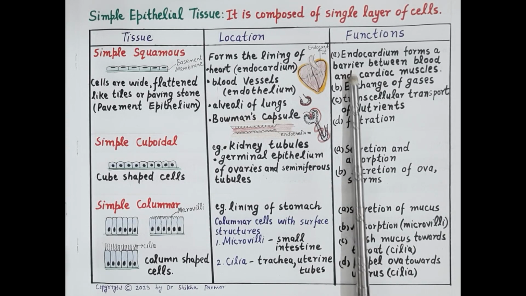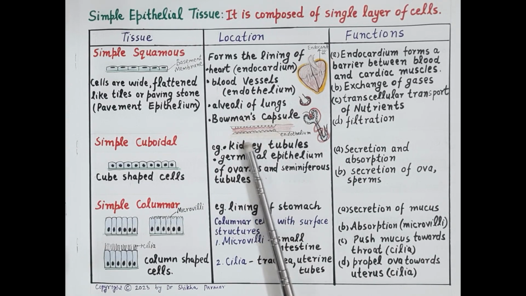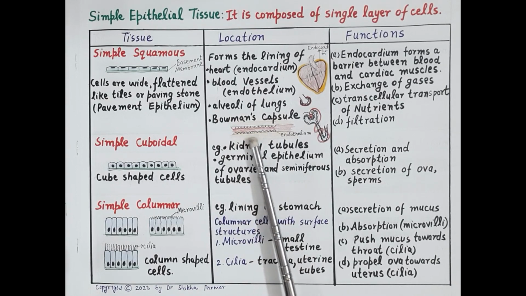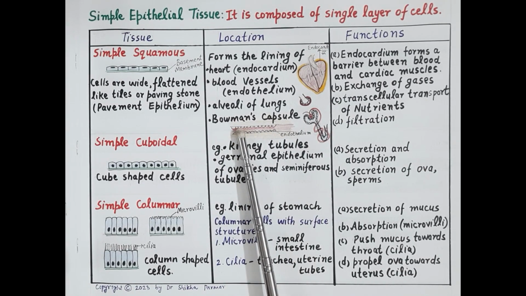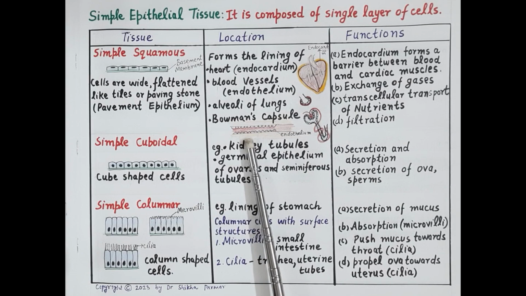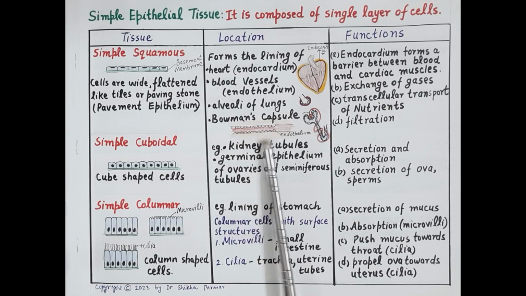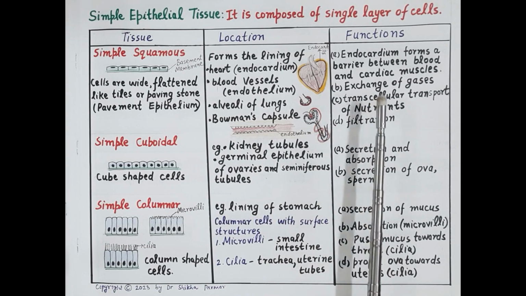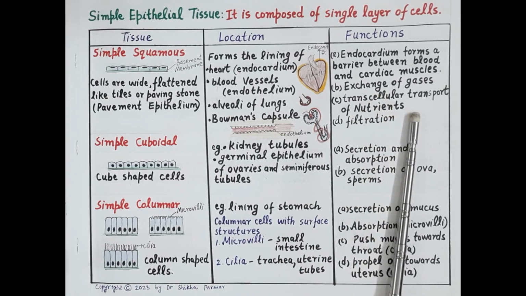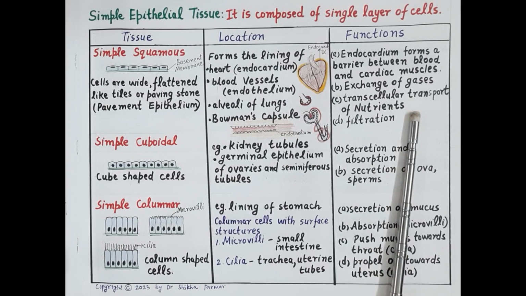Similarly, it forms the inner lining of the walls of blood vessels. Let's assume this is a blood vessel and its inner lining is made up of epithelial tissue. This lining is known as endothelium. Nutrients like glucose and gases like oxygen are transported from the blood to the epithelial tissue, and then the epithelial tissue transports these nutrients and oxygen to the underlying tissues. So another function of squamous epithelium is the exchange of gases and transcellular transport of nutrients.